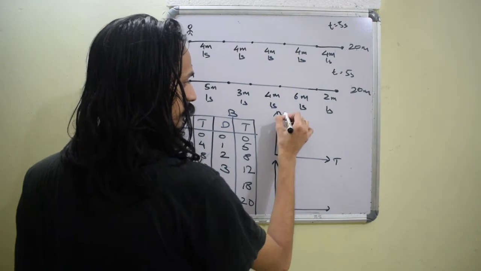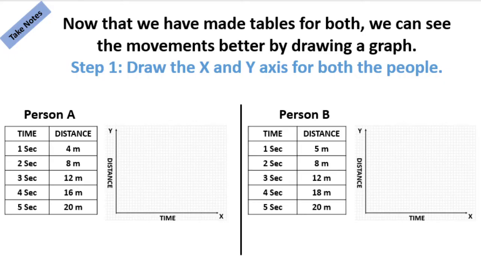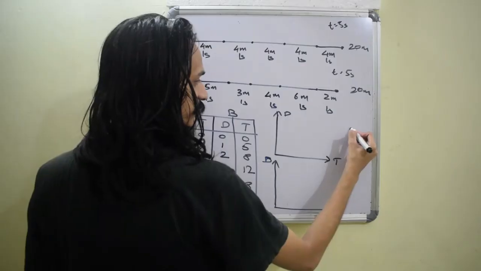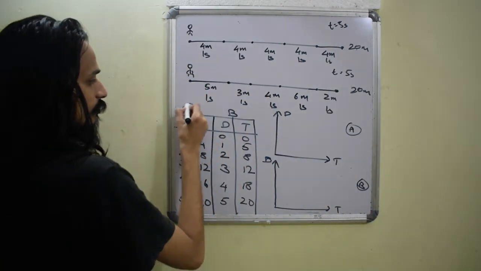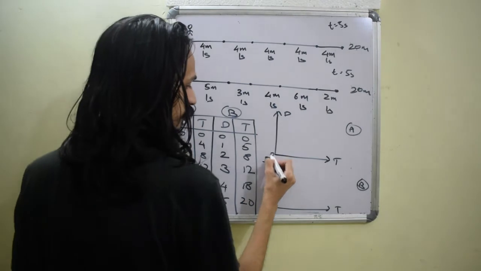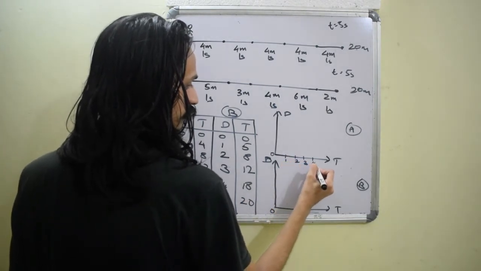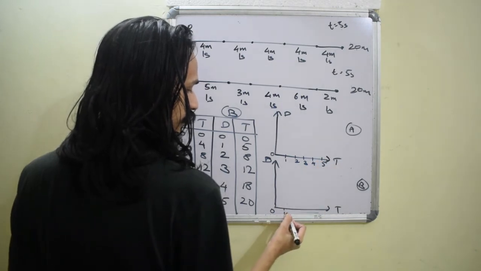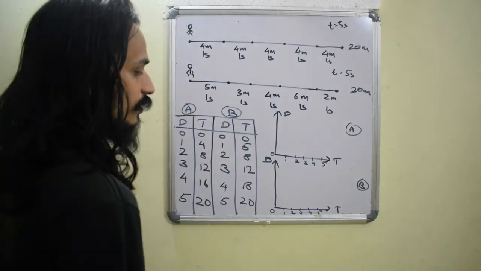Okay, time, distance, time and distance. This is for person A, this is for person B. Okay, now both of them start at 0. 1 2 3 4 5. 1 2 3 4 5.